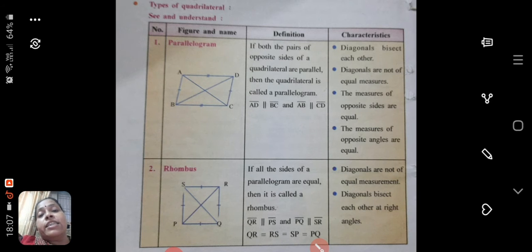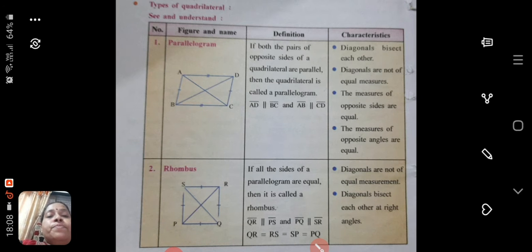And what are the characteristics or main properties of a rhombus? The diagonals are not of equal measure, and the diagonals bisect each other at right angles. You have to draw this type of table so that you remember things: the characteristics of a parallelogram, of a rhombus, and of a square, rectangle, kite and trapezium. So it is easier for you to understand. This type of table you have to make in your notebook.